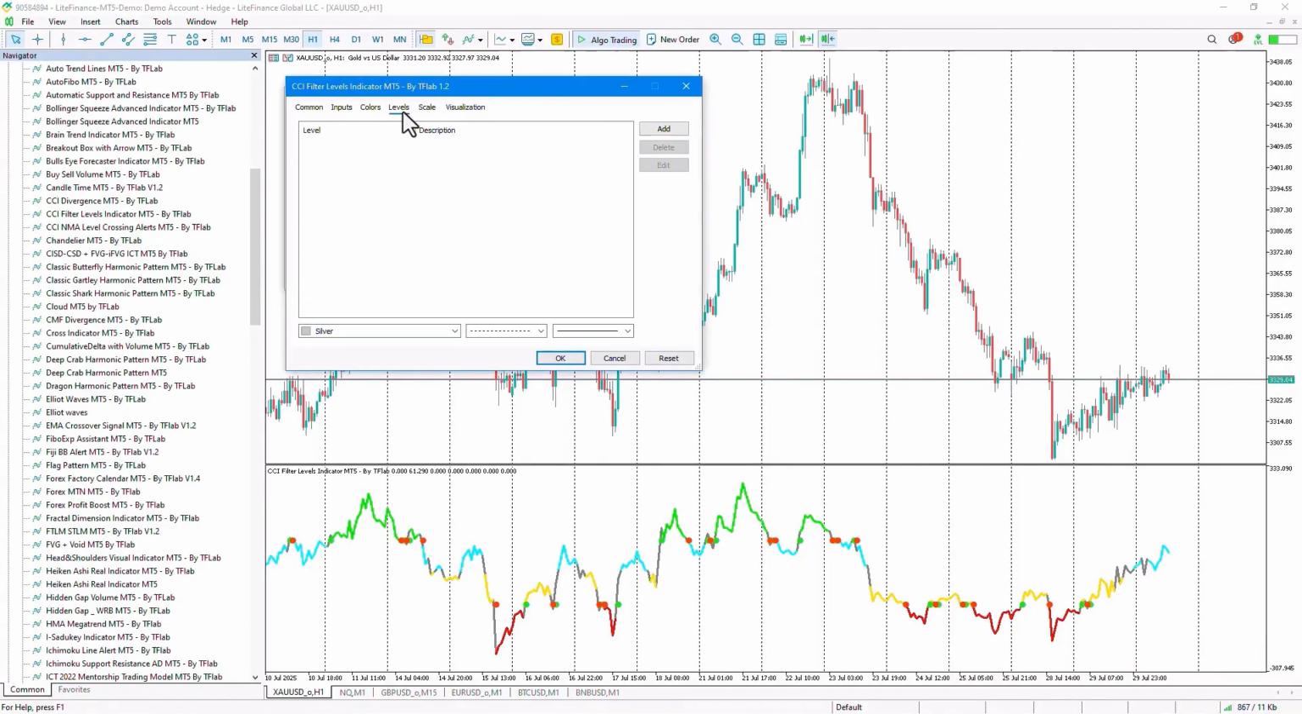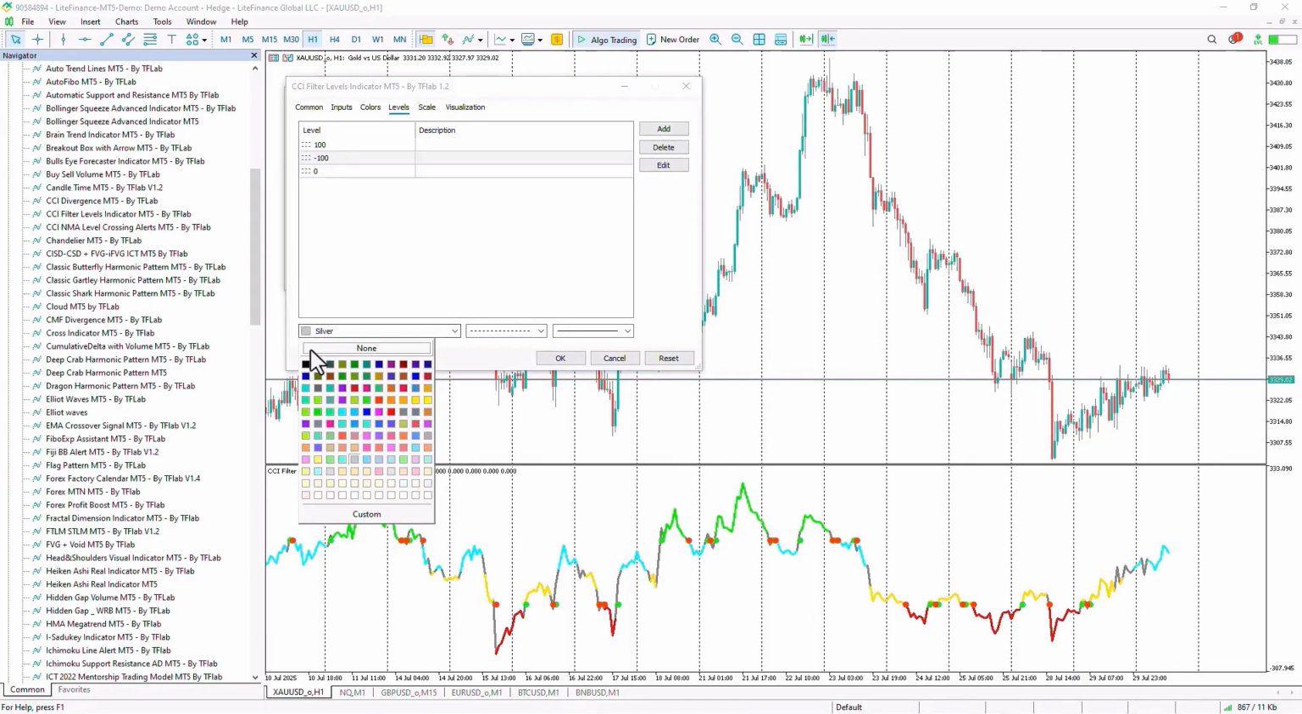Here, I have carefully set the CCI levels. Specifically, I've established one significant level at positive 100, another crucial level at negative 100, and a final important level at 0.